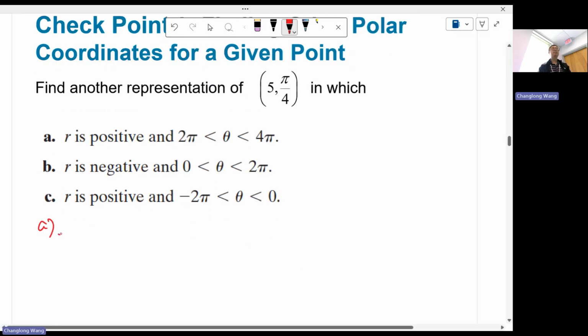Start with the letter A. Yeah, Logan? Exactly. The one with the x and y is called rectangular. The coordinate data is called polar.